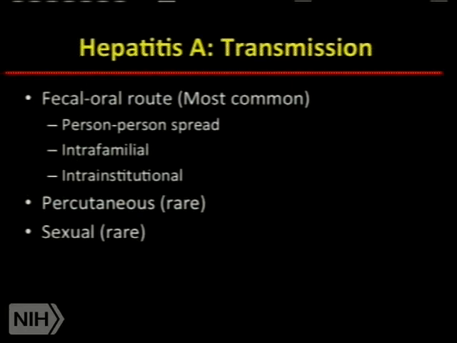As I mentioned, there are different routes of transmission. For hepatitis A, the major route of transmission is through the fecal-oral route, through person-to-person spread, from intrafamilial spread or intra-institutional spread. Percutaneous and sexual transmission have been reported, but these are really rare forms of transmission, except in men who have sex with men, where there have been noted outbreaks of hepatitis A.